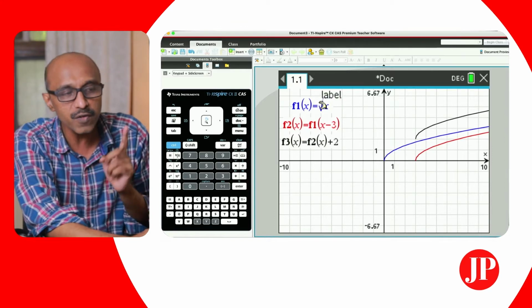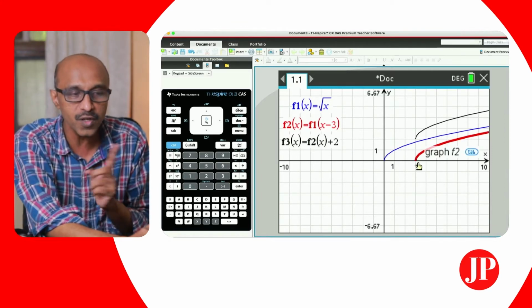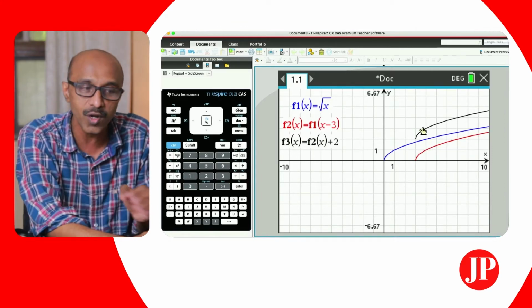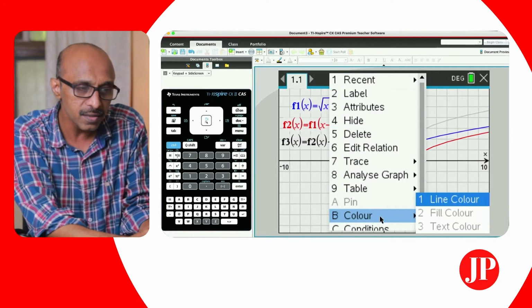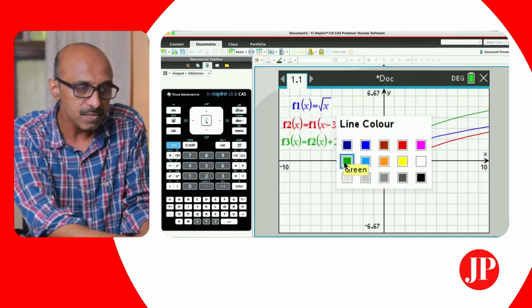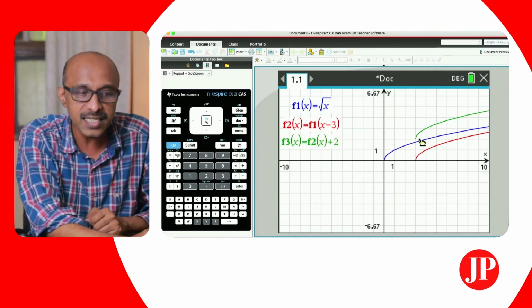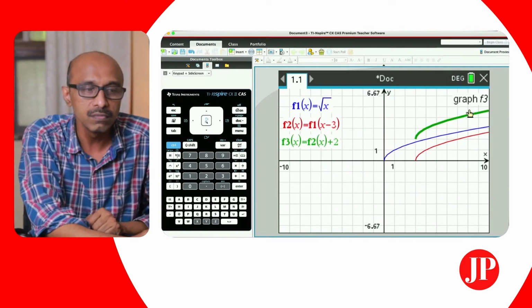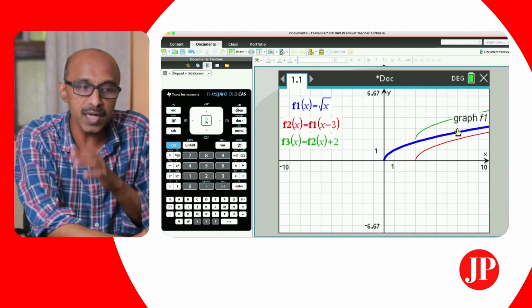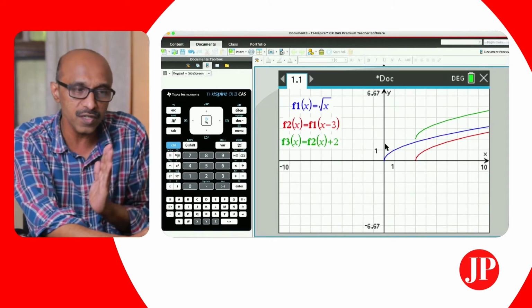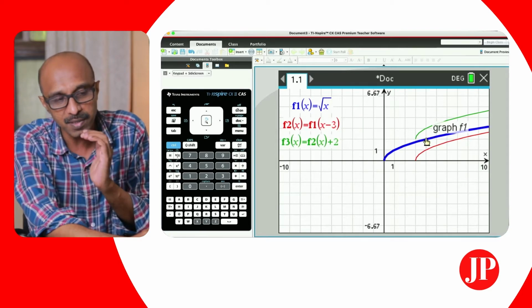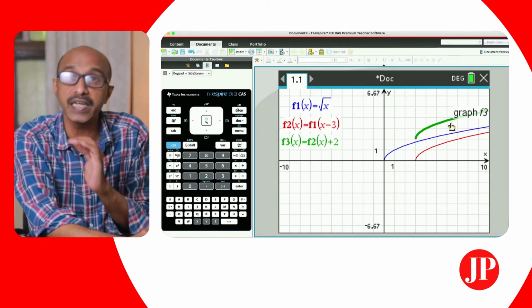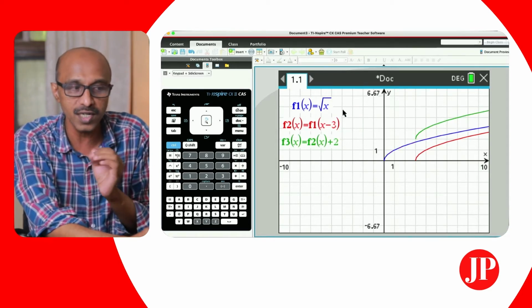So overall, this is a translation of F1, the parent function. First it's gone right by 3 units, and then it's gone up by 2 units. Let's make that green, because apparently green is my favorite color. That's the new transformed graph, made up of two transformations: a translation to the right first, and then a translation up next. So that's the final position of this original function.